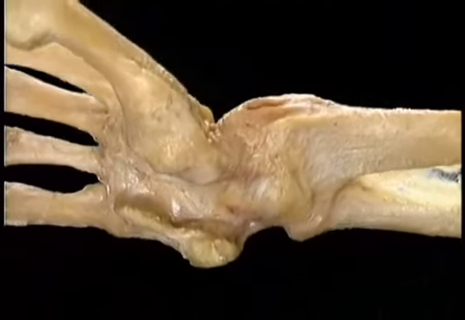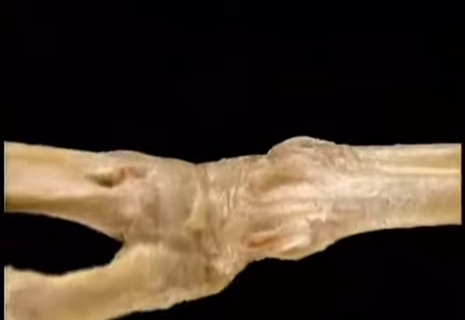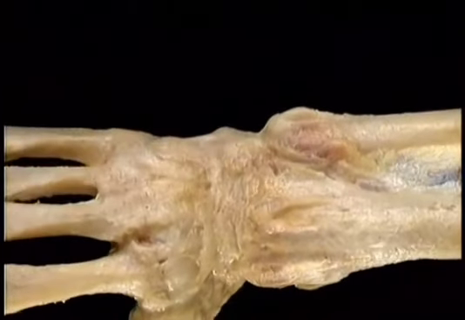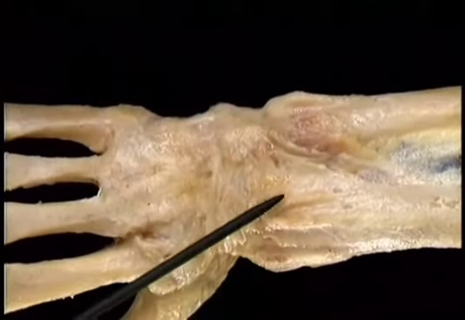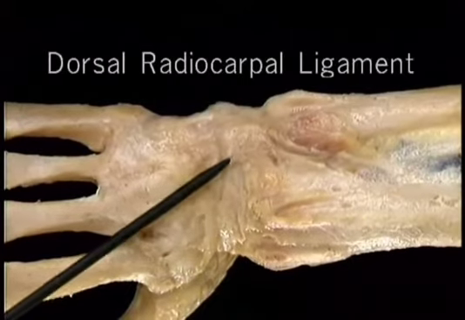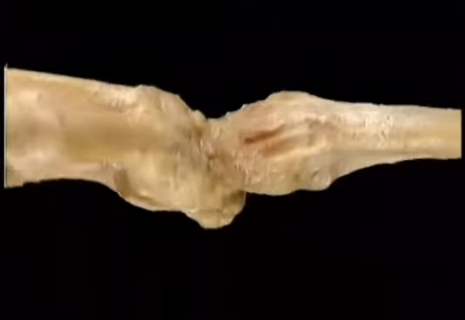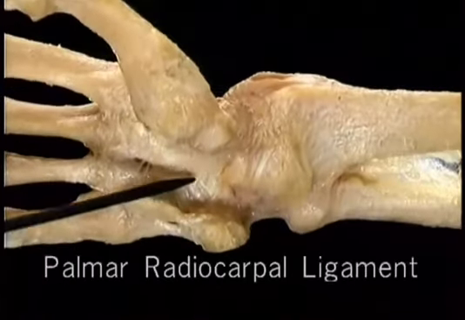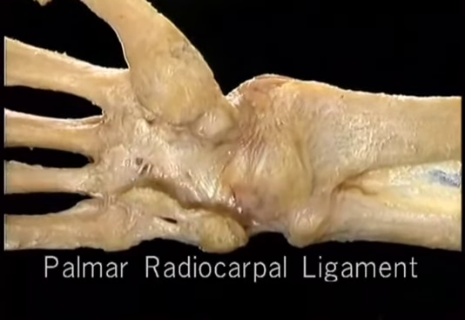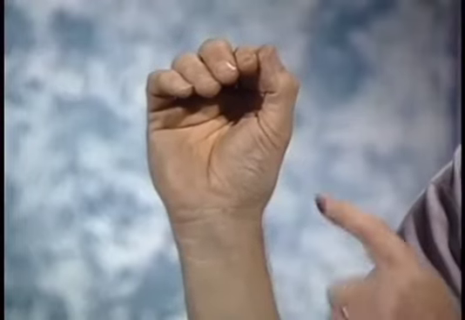Here's the wrist joint with the joint capsule intact. The joint capsule is thick and strong all the way round the joint. On the extensor aspect, the capsule forms the broad dorsal radiocarpal ligament. On the flexor aspect, it forms the palmar radiocarpal ligament. Unlike the elbow, which is held together partly by the interlocking shape of the bones, the wrist joint is held together entirely by the strength of its ligaments.